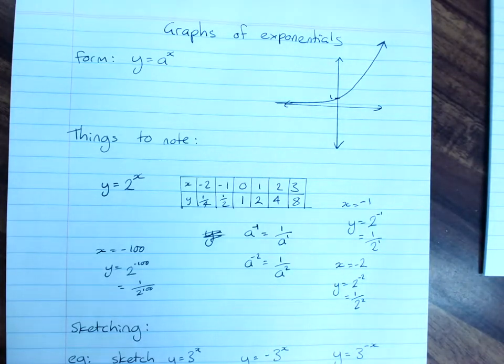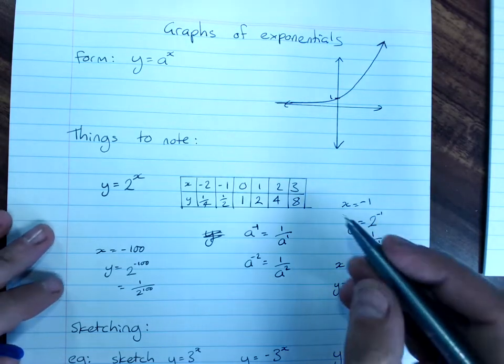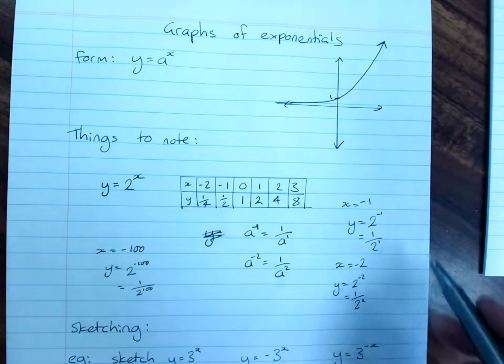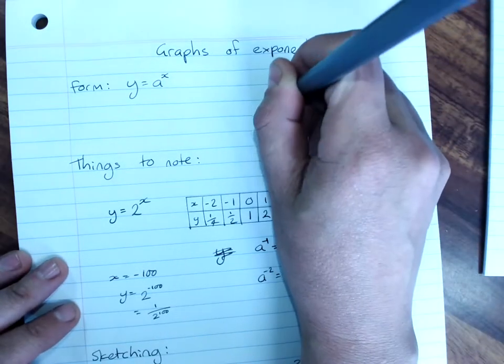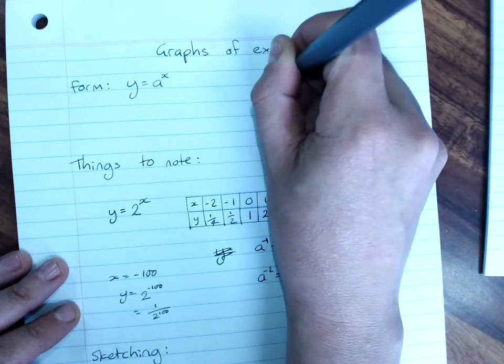Now, a graph that does that is said to have an asymptote. I'll write that word down for you. Sorry, my working got very messy here. This is an asymptote.